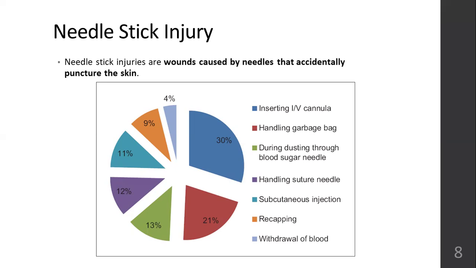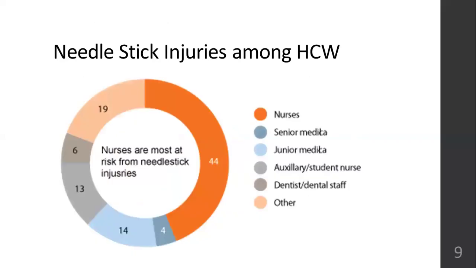Then withdrawal of blood: lab technicians are also at risk of getting needle stick injuries. So among healthcare workers, you can see here nurses are at the highest risk of needle stick injuries. Then senior doctors, junior doctors, student nurses, dentists, and dental staff, very rarely, are at risk. And other staff, the housekeeping staff and biomedical waste handlers, come under the 19%. Nurses and biomedical waste handlers are at the highest risk of getting needle stick injuries.